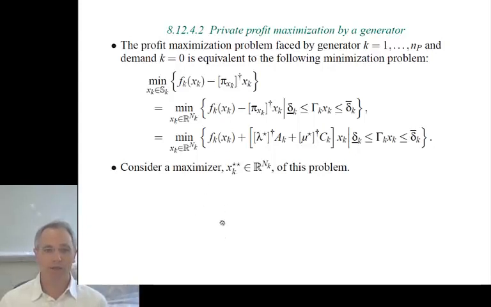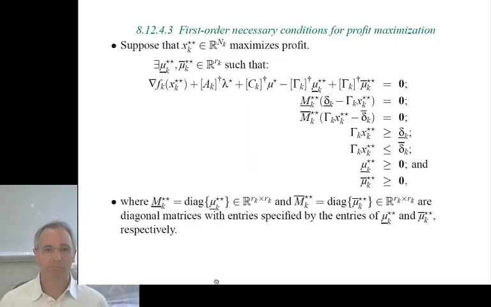Let's consider a maximizer of this profit maximization problem, also a minimizer of this minimization problem. And let's suppose that xk double star maximizes the profit. We can write down the first order necessary conditions. What we observe is that it looks very similar to corresponding conditions in the overall ISO problem. And effectively, the only significant difference is that here we've got lambda star, mu star, and the matrices and vectors that were incorporated into the ISO problem.